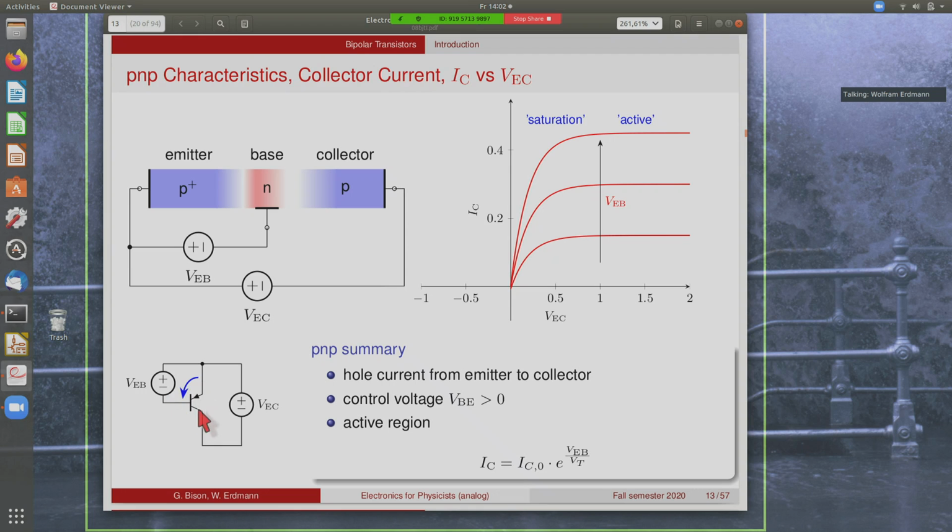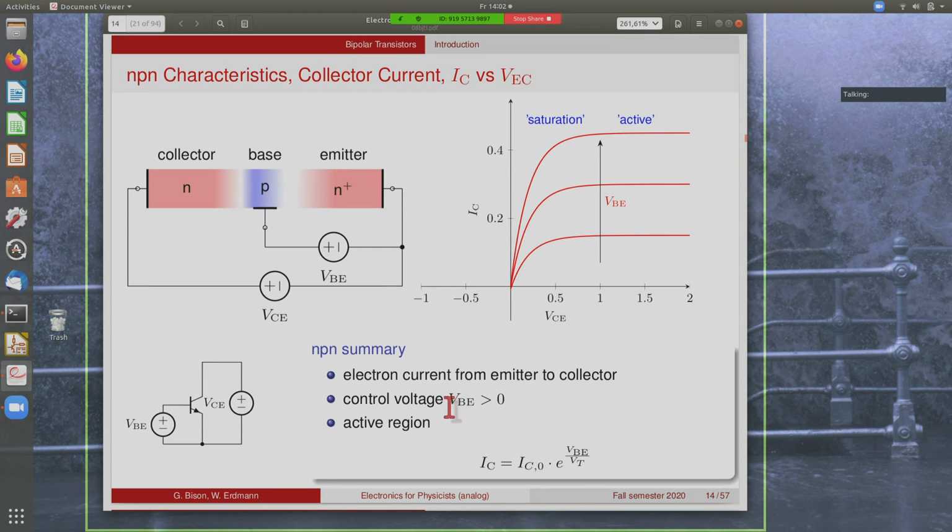So this is then showing the whole thing in terms of a circuit diagram. So this is the symbol for a transistor, and we apply a voltage between the base and the emitter here, and the voltage between the collector and the emitter here. So the control voltage is VBE, and in the active region we expect this exponential behavior of the current versus this base emitter voltage. And same now for the NPN transistor.